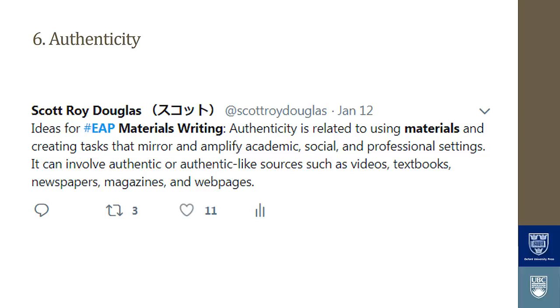The things that we do in our EAP class should also be things that students might do in an academic setting or a social setting or a professional setting. They should be realistic in that they use authentic or authentic-like sources, such as videos and textbooks and other things that they would encounter in real life. It's about students engaging in authentic tasks for authentic purposes.